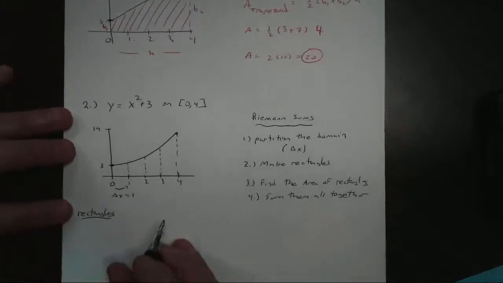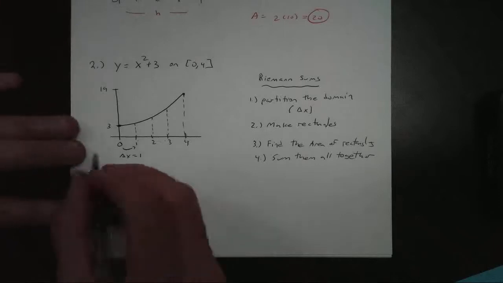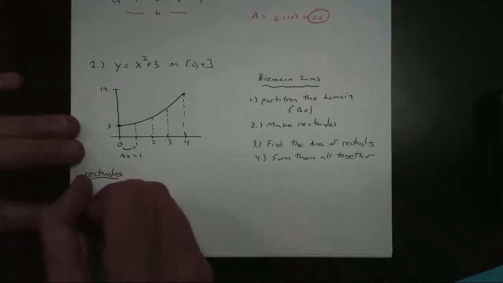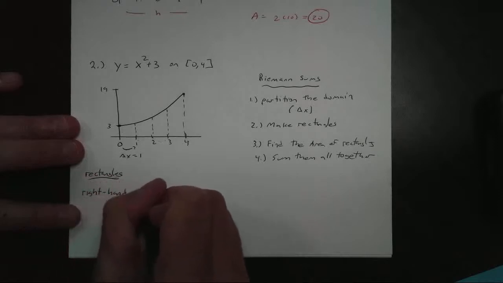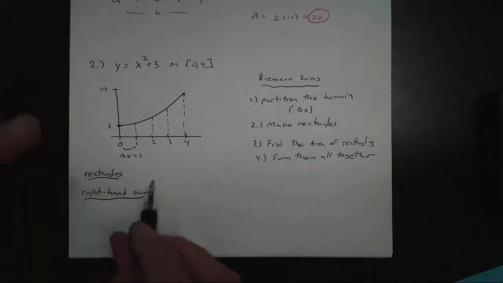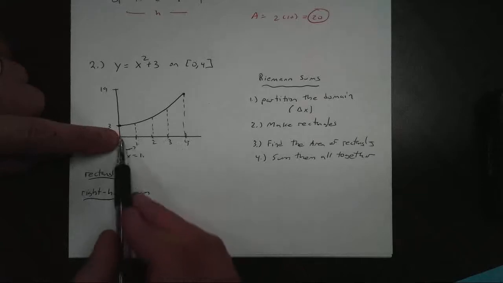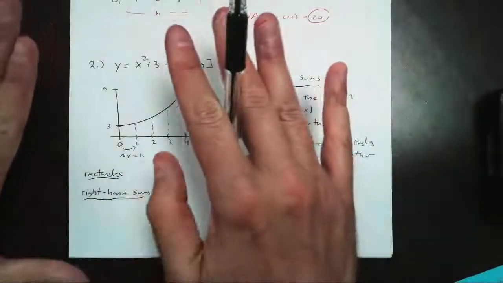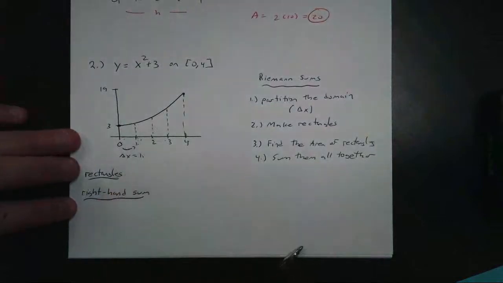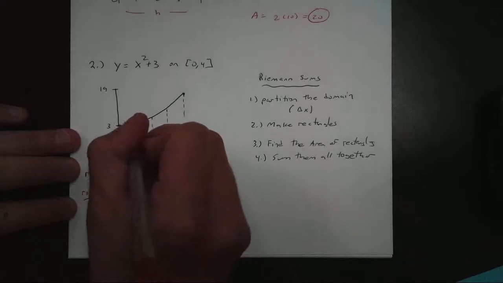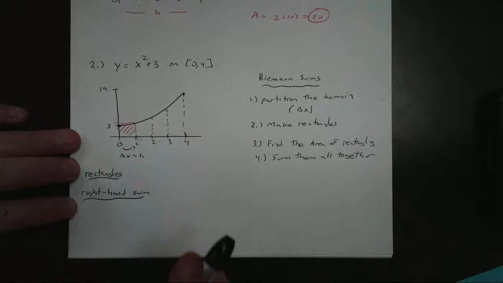To make the rectangles, we're going to have 2 different types of rectangles that we're going to discuss in here. For now, there's actually 3. We're going to have what's called a right-hand sum. Now, what a right-hand sum basically says is, in our first partition, I'm going to pick the number on the right. If I raise up my right hand, it's going to be at the 1. So what that means is, I'm going to find the height of our parabola at 1. And I'm going to find the area of that rectangle.